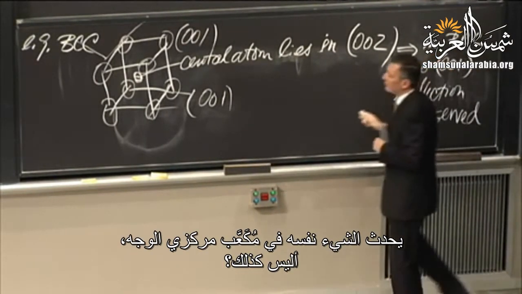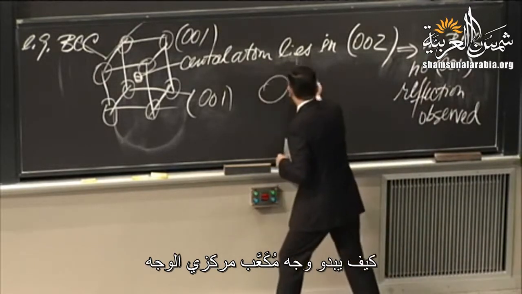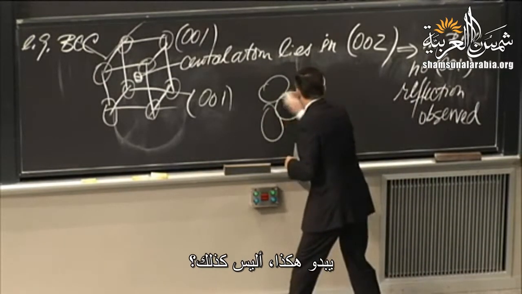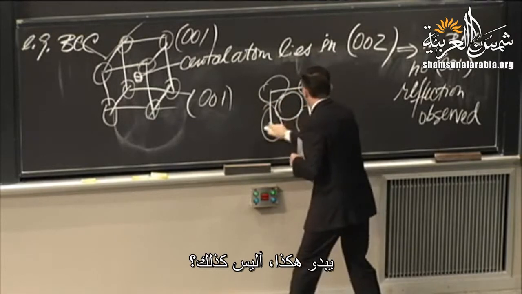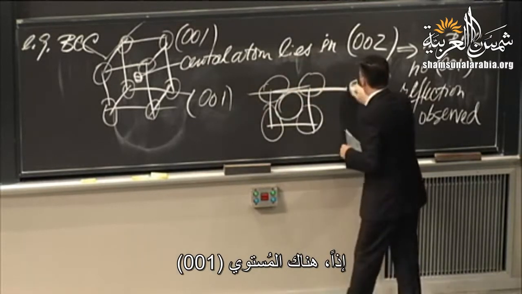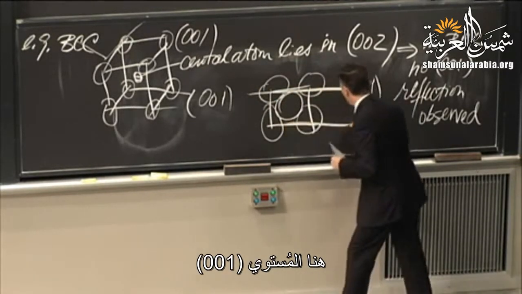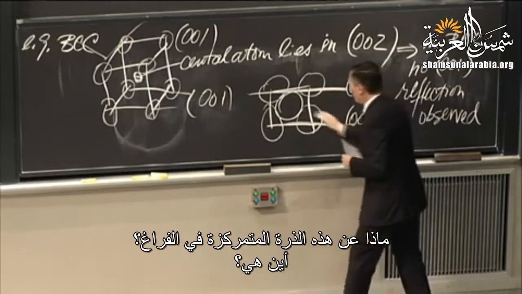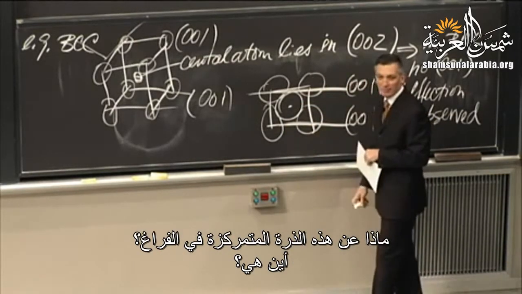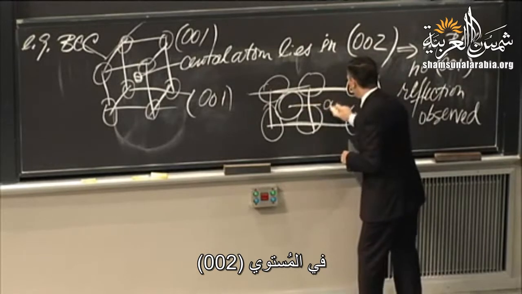Same thing happens in face-centered cubic, right? What's the face of face-centered cubic look like? Looks like this, doesn't it? So there's an 001. Here's an 001. What about this face-centered atom? Where is it? That's an 002.